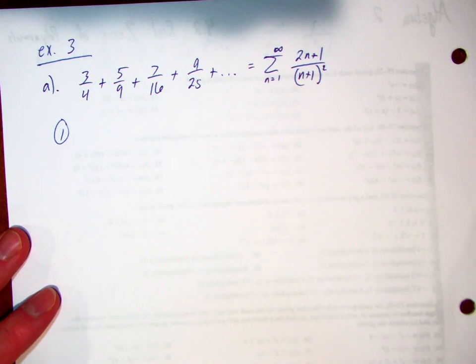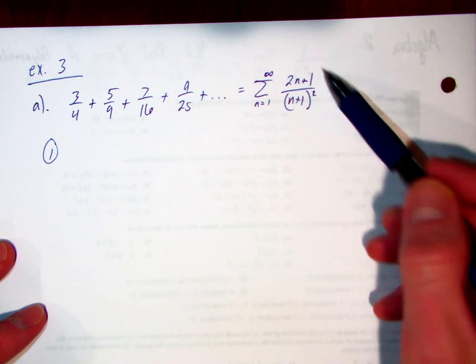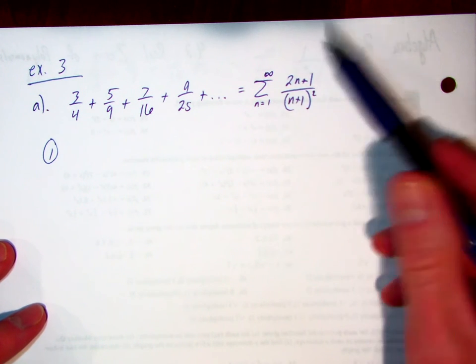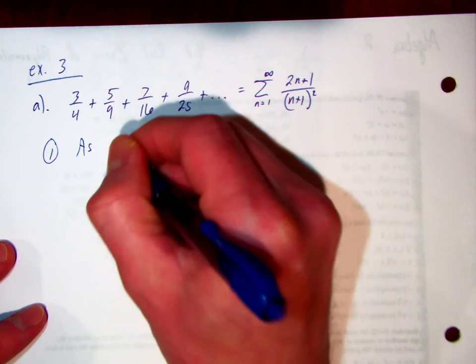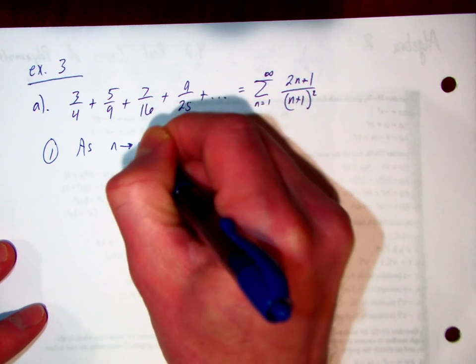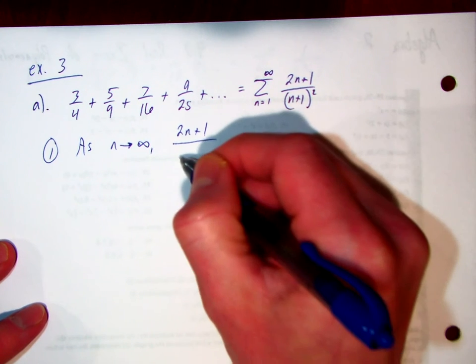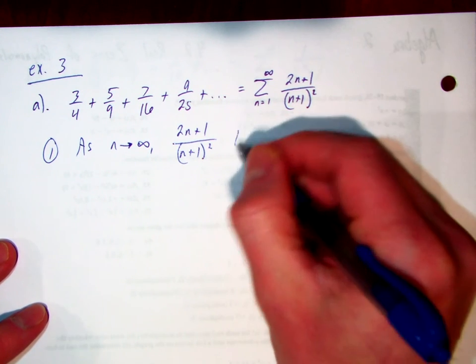So what you want to do is look at the terms inside. Ask yourself, what happens as n goes to infinity? With all these things, all we're asking about is what happens as n gets large. I know what happens at the beginning. I want to know what happens as n goes to infinity. So as n approaches infinity, what happens to these terms, 2n plus 1 over n plus 1 squared? What does that look like?